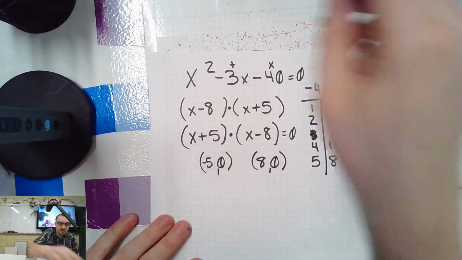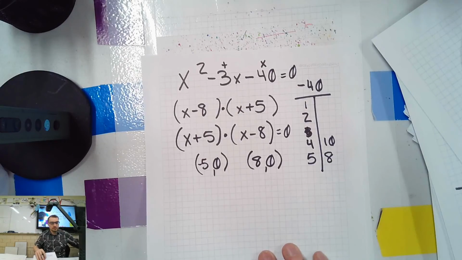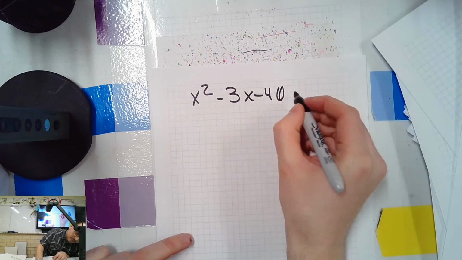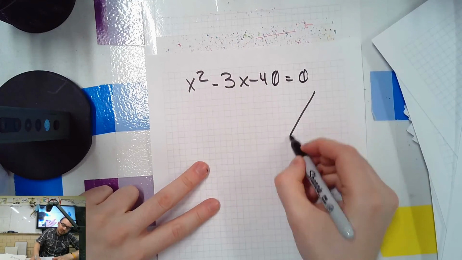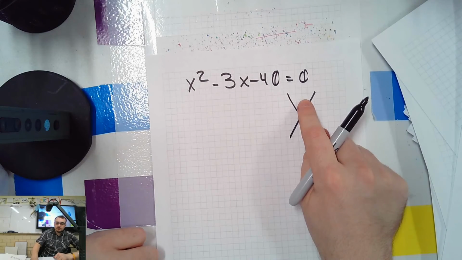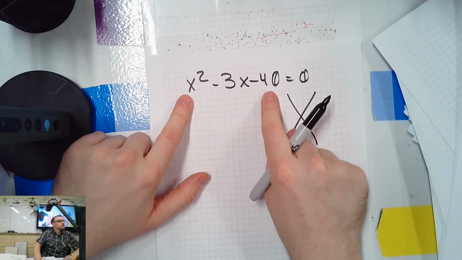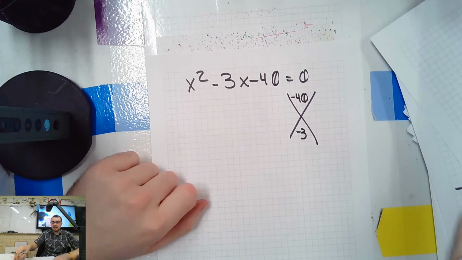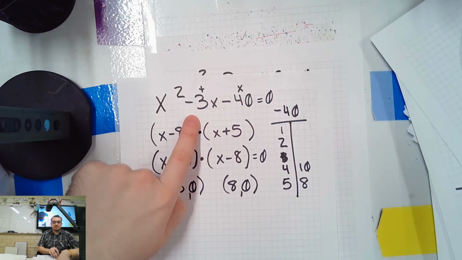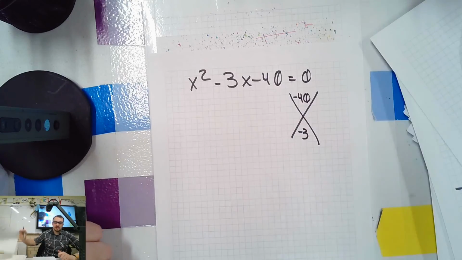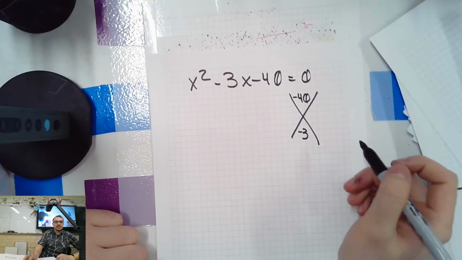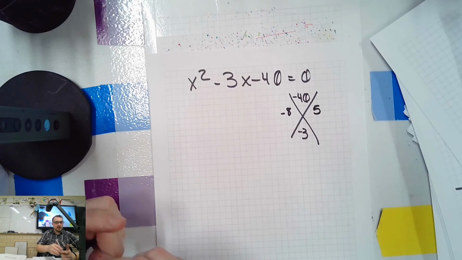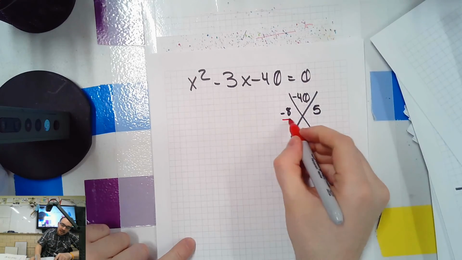Could you do the magic X? Sure. Let's do the same one but use the magic X. What goes at the top of the X? What's A times C? What goes at the bottom? Negative 3. So we need numbers that multiply to negative 40 and add to negative 3. It's literally the same exercise. We know it's 8 and 5, so minus 8 and 5. And then what do we have to divide by? A.